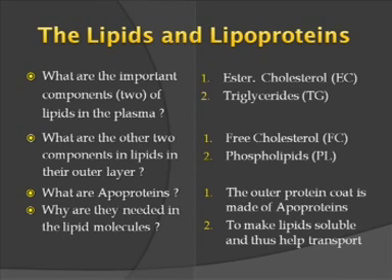What are the two important components of lipids in the plasma? The esterified cholesterol and the triglycerides. Esterified cholesterol EC, triglycerides TG. What are the two components in lipids in their outer layer? The outer layer of lipids contains the free cholesterol called FC and the phospholipids designated as PL.